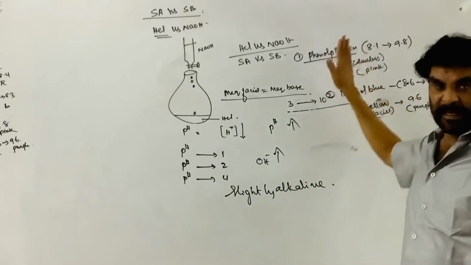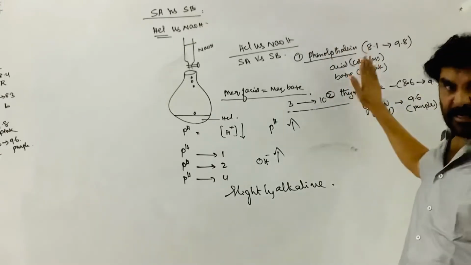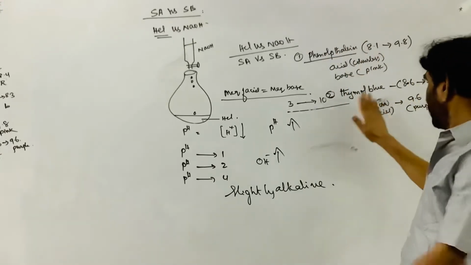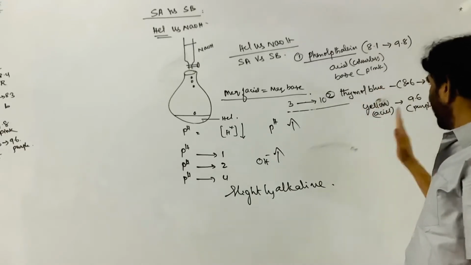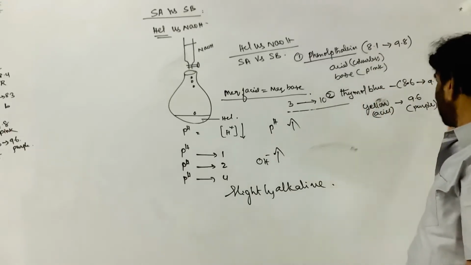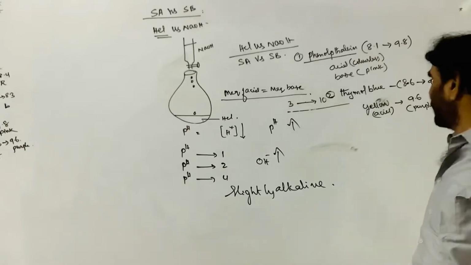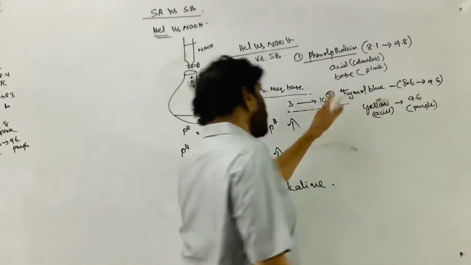For phenolphthalein, in acid media, no color. In basic media, pink color. Thymol blue, in acid media, yellow color, and in basic media, purple color. So, these are the best indicators.